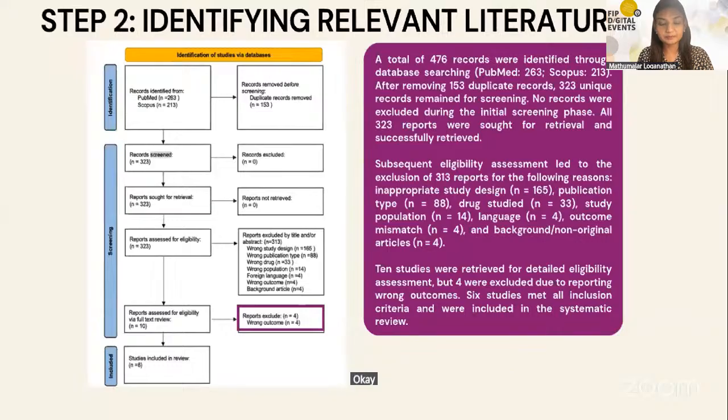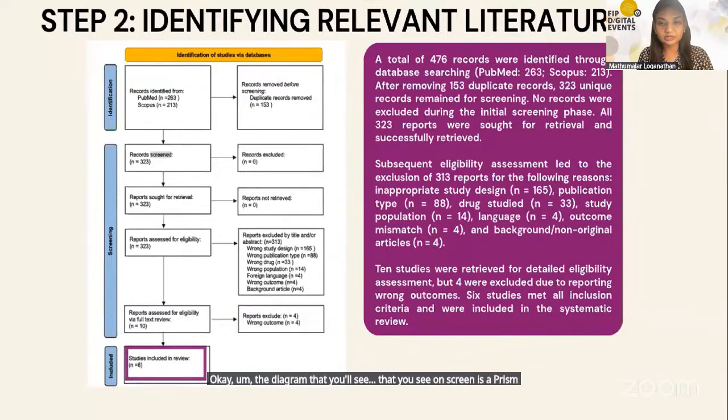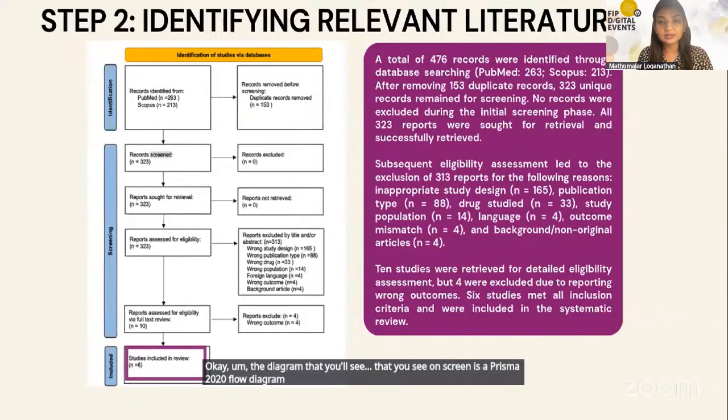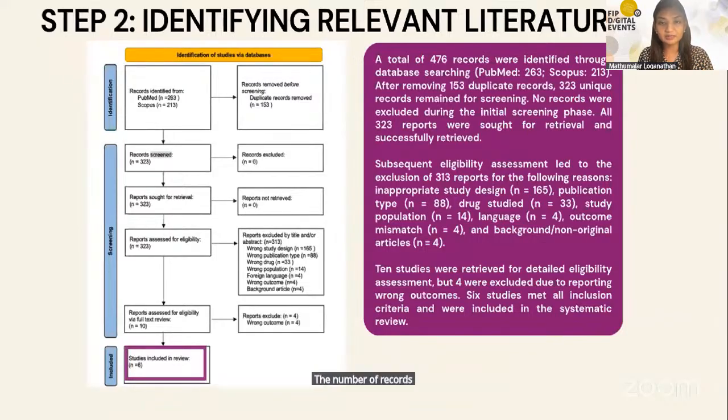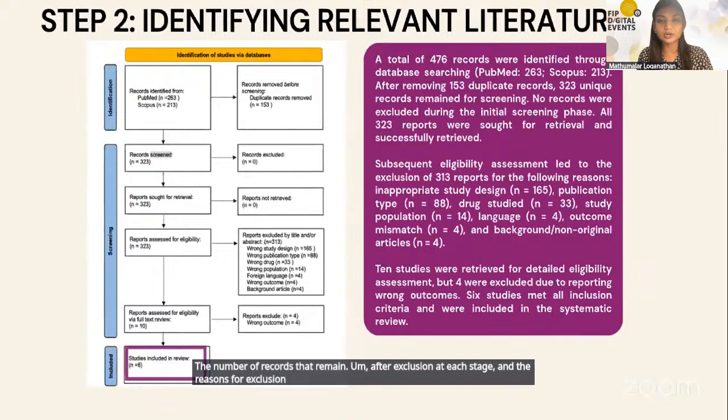Okay, the diagram that you see on screen is a PRISMA 2020 flow diagram. It documents the number of records that remain after exclusion at each stage. And the reasons for exclusion are also documented to ensure transparency and reproducibility.